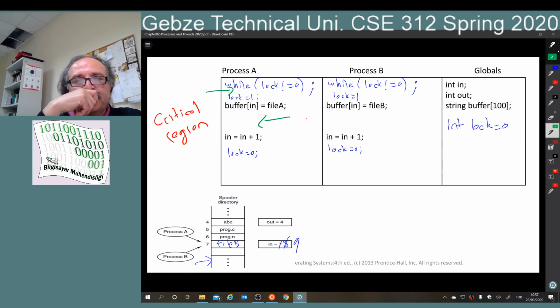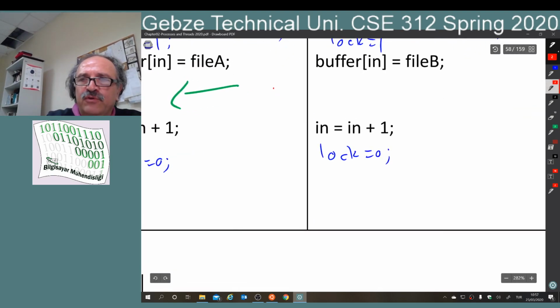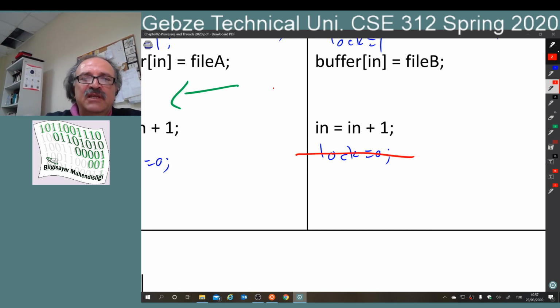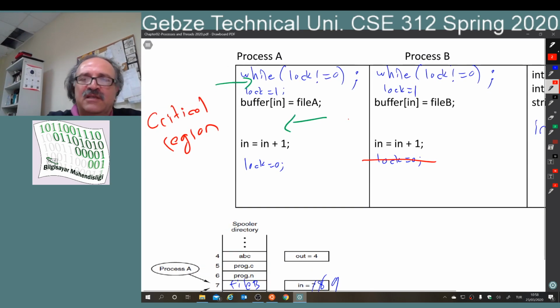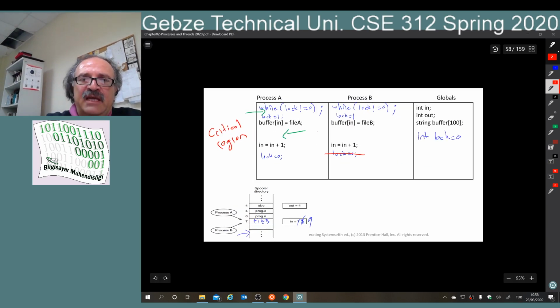I write this program myself, and since I am trying to write a critical region, I should be careful about those four criteria. If I don't update this lock at the end of the critical region, then there is no way this process can enter the critical region. It will wait there infinitely, and I will violate rule number 4.